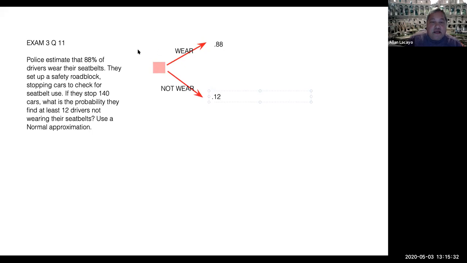And then what I'm trying to answer in this question is, what is the probability that the police stop 140 cars and then they find at least 12 drivers not wearing their seatbelt? Since we're talking about drivers who are not wearing their seatbelt, not wearing is what we're looking for. And that means that this is what we're going to call P. This is what we're going to call Q.